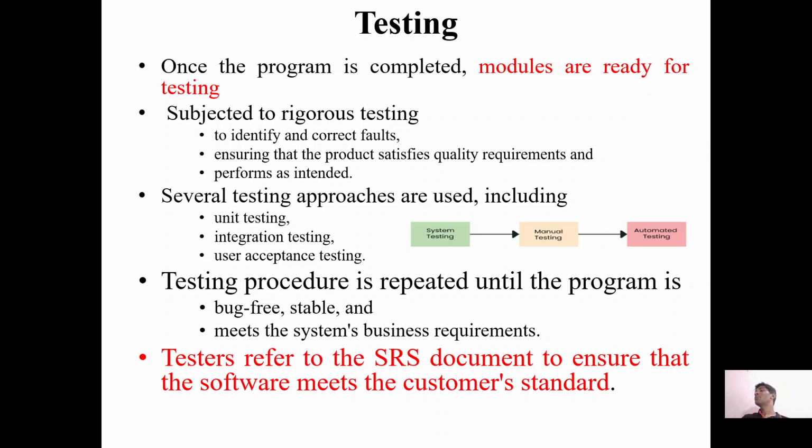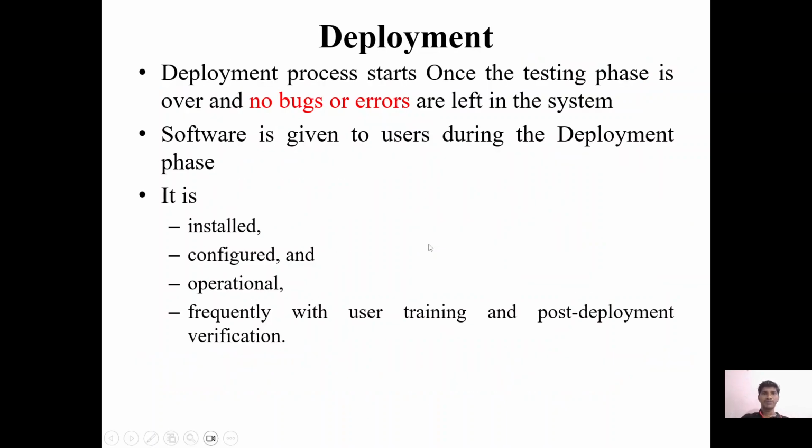All the tests are repeated until the program is bug free, stable, and meets the user requirements and the system business requirements. So once the system is ready, the testers will refer to the software requirement specification document and ensure whether the software meets the requirements of the customer or not. So this put together forms the phase called testing.